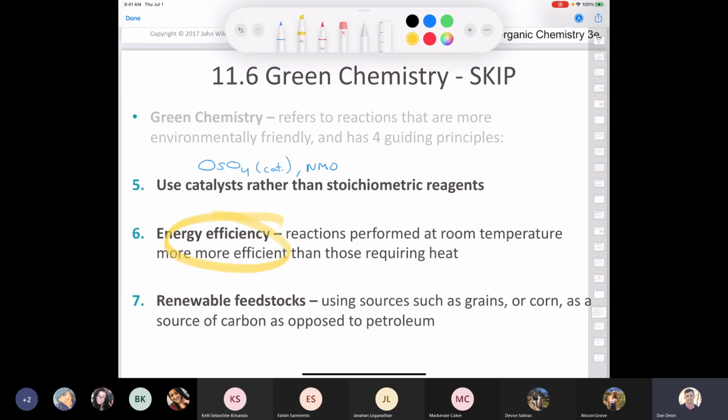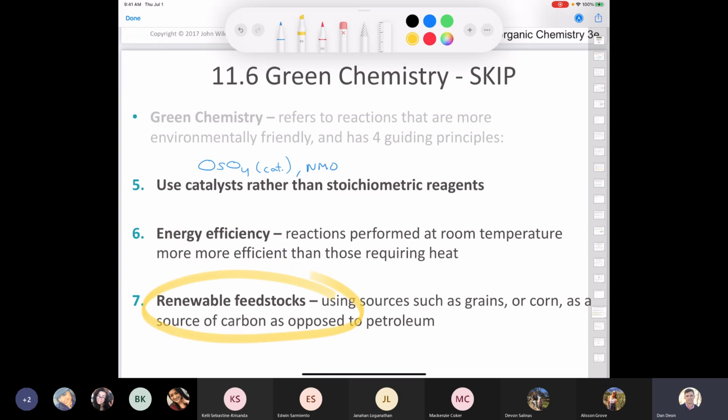But if you think about it, let's say you have a reaction and it takes 5 hours at 100 degrees Celsius. Well, that means you've actually got to turn up the heat, don't you? You're not wasting, but you're using electricity. What if you could do the same reaction at room temperature? Well, you would maybe think about using that because you would save electricity. It's more energy efficient. And then the whole thing about renewable feedstocks, this is also a big thing.